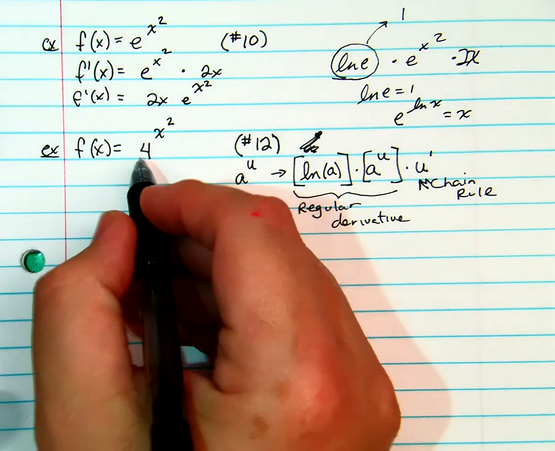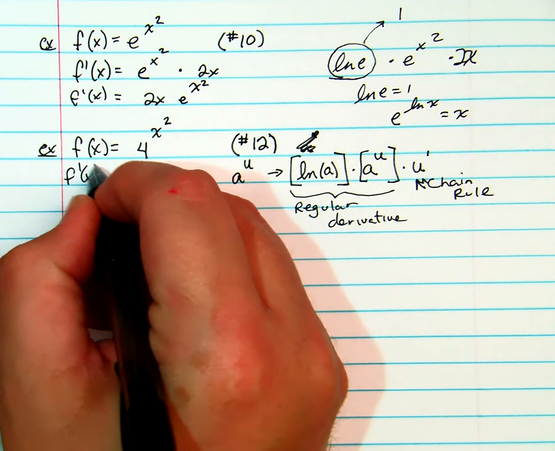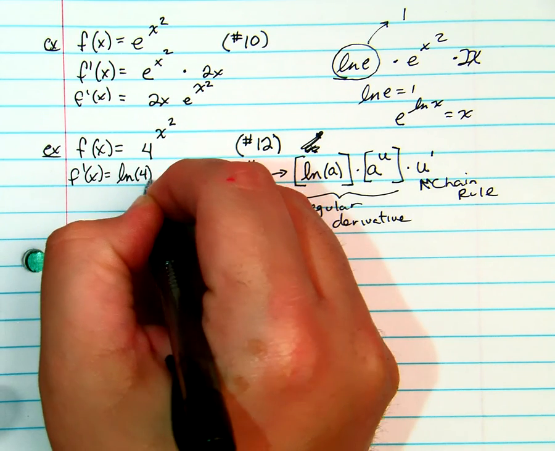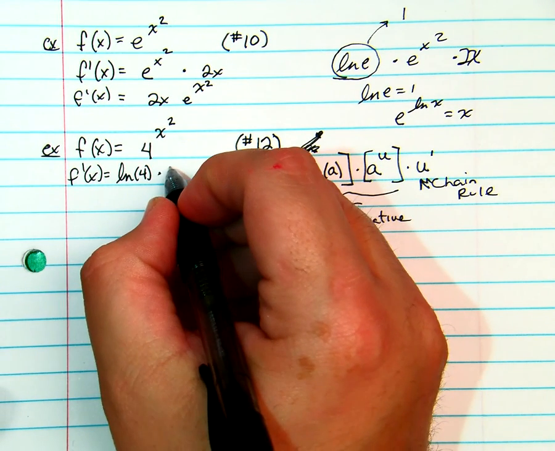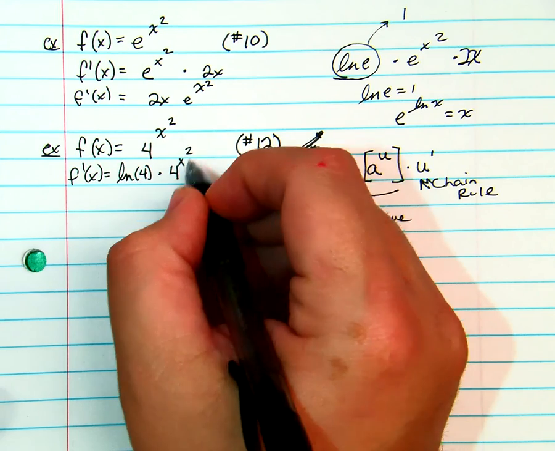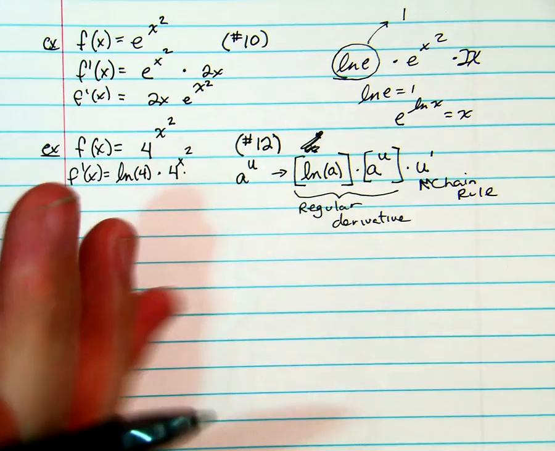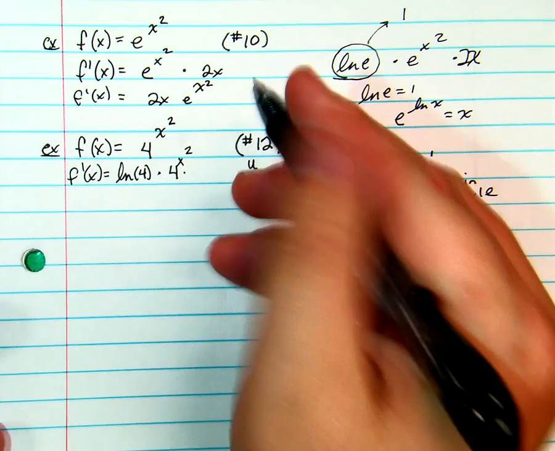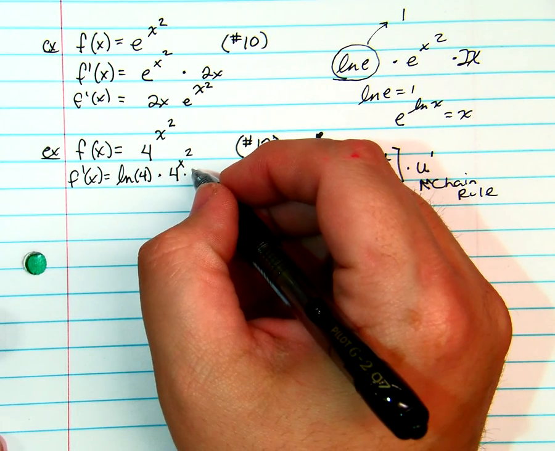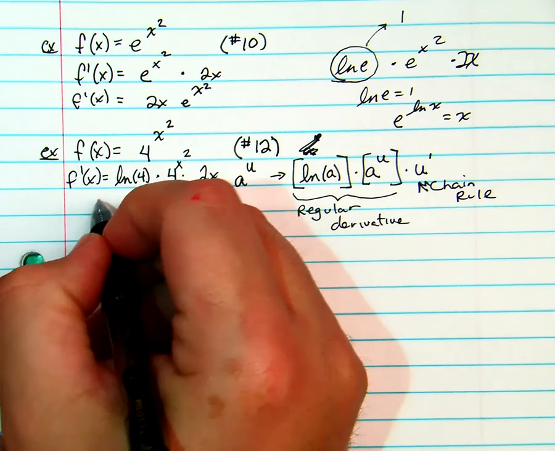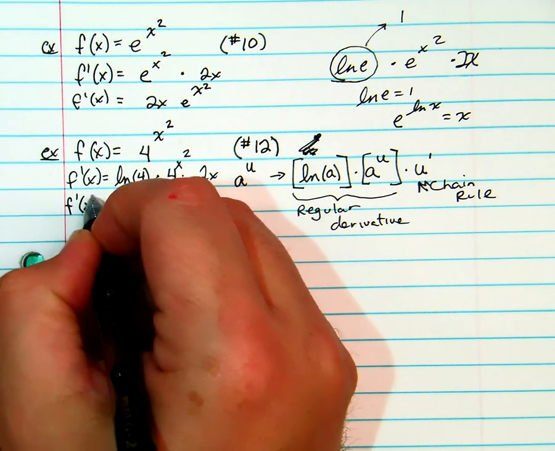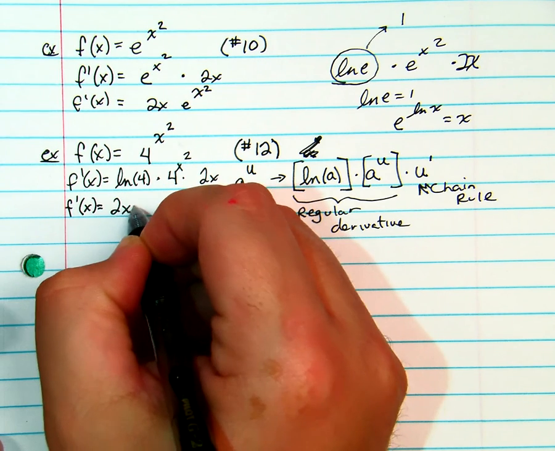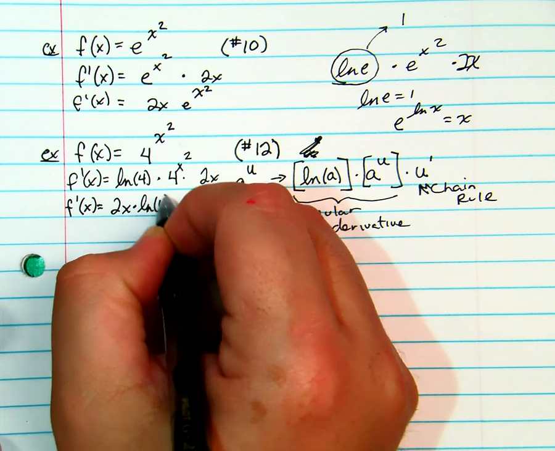For this one, f prime of x is going to be, I have a 4, so I need a natural log of 4 times 4 to the x squared, because whenever you have any number to a power that has the variable in it, it's going to be that value, and then I have to chain rule it, which would be 2x. To write it in the proper way, I'm just going to put the 2x out front: 2x times the natural log of 4 times 4 to the x squared.